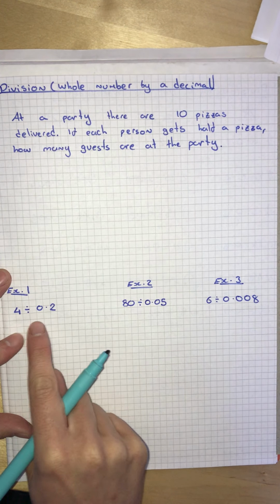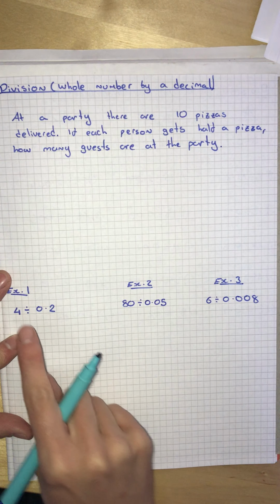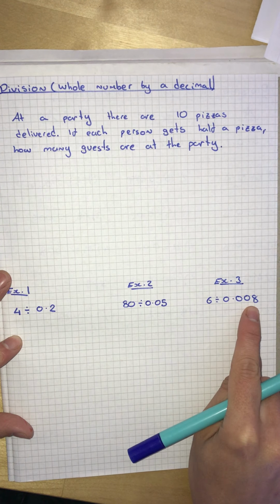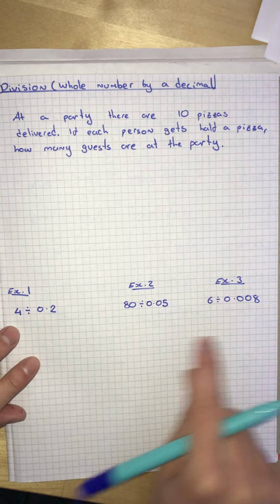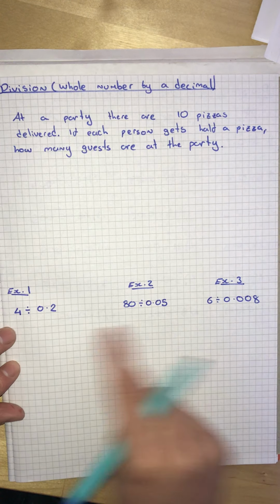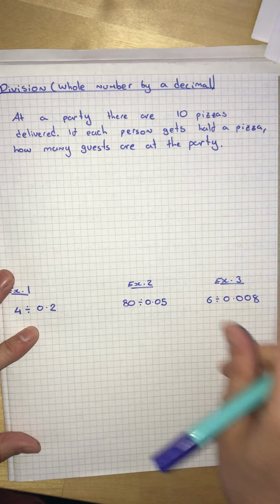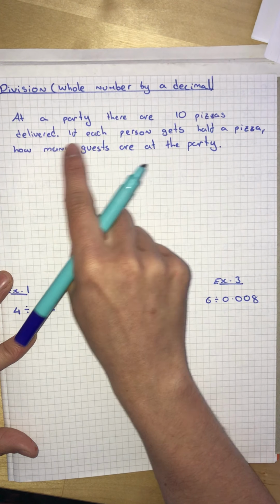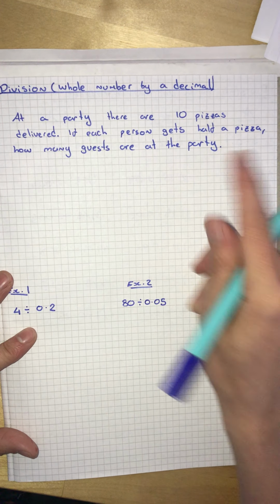Because this might not seem obvious, but every single one of these answers, 4 divided by 0.2, 80 divided by 0.05, 6 divided by 0.008, they're going to end up being bigger numbers than anything written here in the question. Okay? And I'm going to explain why that happens. At a party, there are 10 pizzas delivered. If each person gets half a pizza, how many guests are at the party?